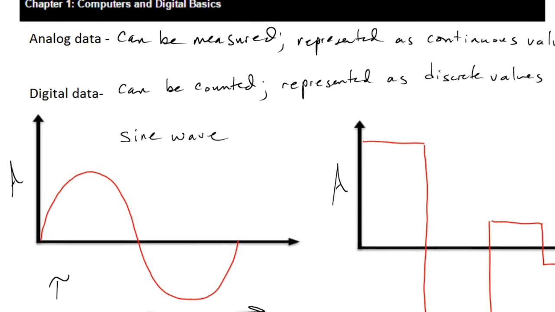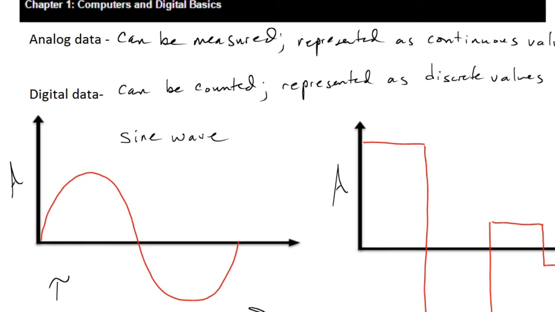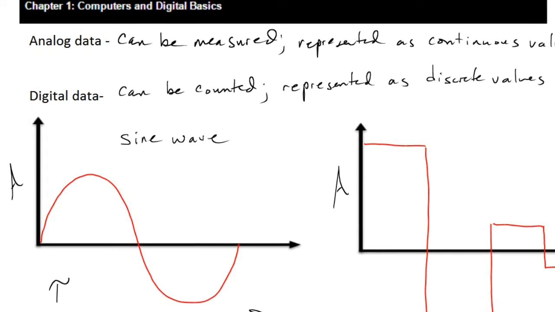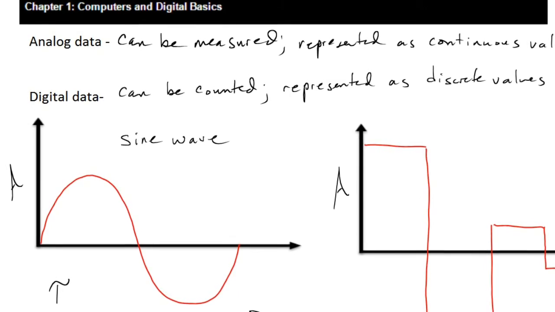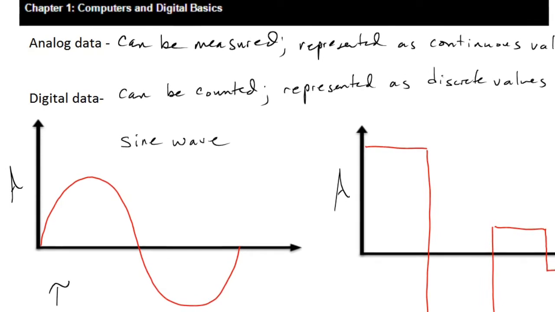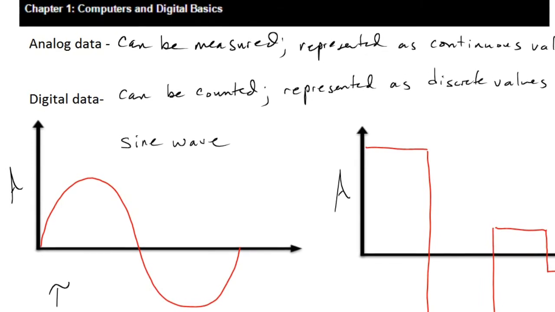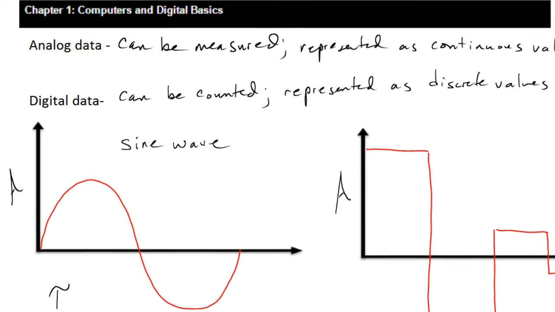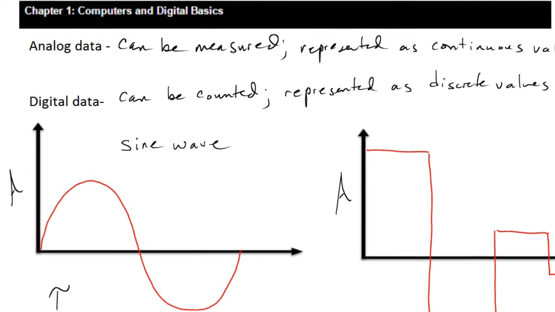Examples of analog data: your height, some distance, where precision can only be approximated. Examples of digital data: how many jelly beans are in this jar, and number of students in this class. The fundamental analog wave is a sine wave, a nice smooth curve. The fundamental digital wave is a square wave.